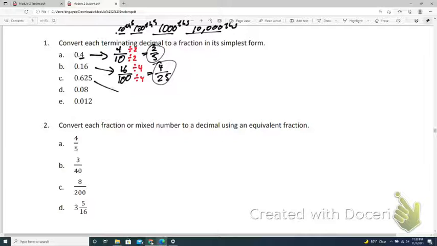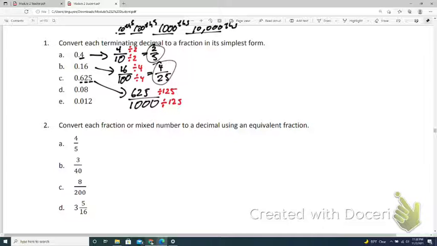So real quick. C6, you put 625 on top. How many digits are after the decimal? 3, right? So you can put a 1 with 3 zeros. This one's kind of tricky to simplify, but you guys might divide by a bunch of different numbers, but I'm just going to go ahead and give it to you guys. I can actually divide top and bottom by 125.